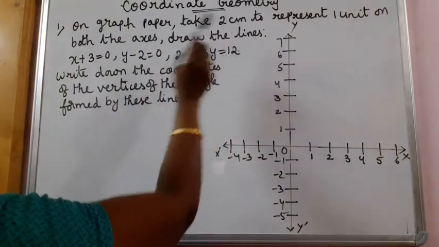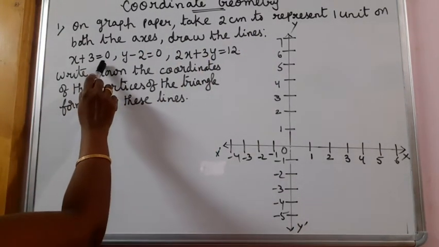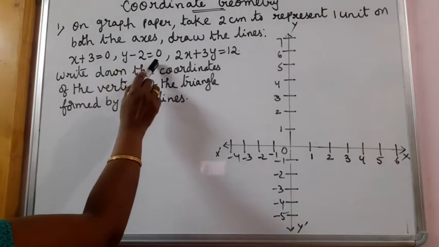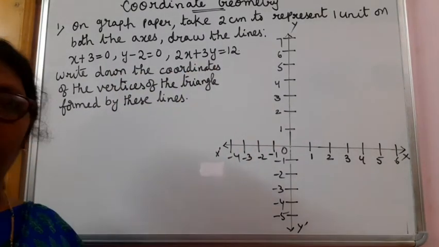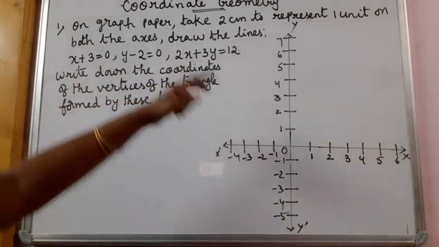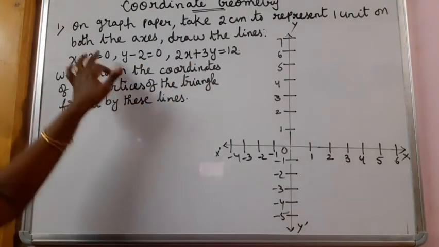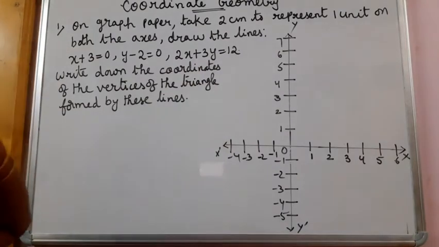Axis, and draw the lines x plus 3 is equal to 0, y minus 2 is equal to 0, and 2x plus 3y is equal to 12. Equations of 3 lines are given to us. We have to draw the lines of, these all are linear equations.